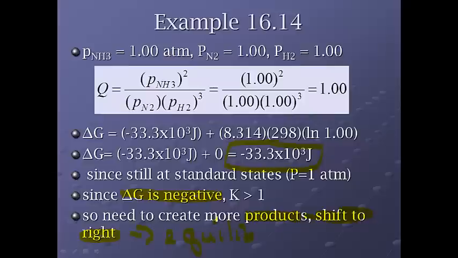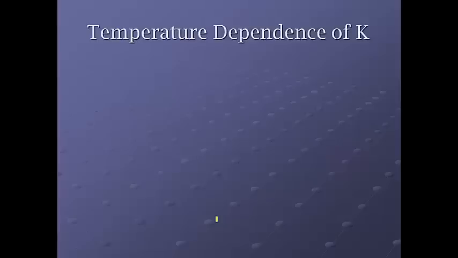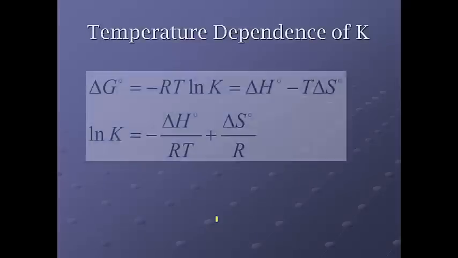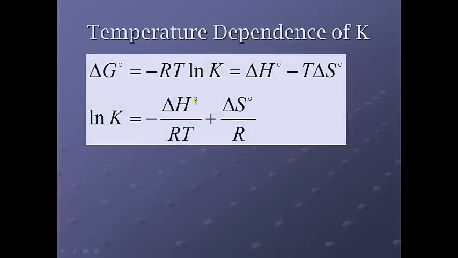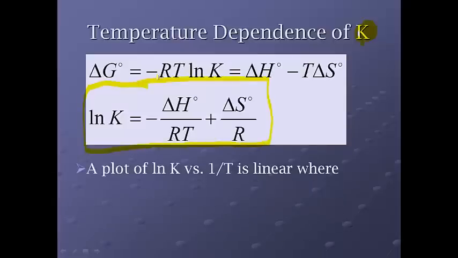Hopefully we're getting the idea that there's a whole lot that goes on to fully examine any chemical system. Now we have to talk about temperature dependence, because we know that K's are temperature dependent. Here's a little bit of math to get to an equation that looks like this. We may not recognize it, but we can look at this in the form of y equals mx plus b.